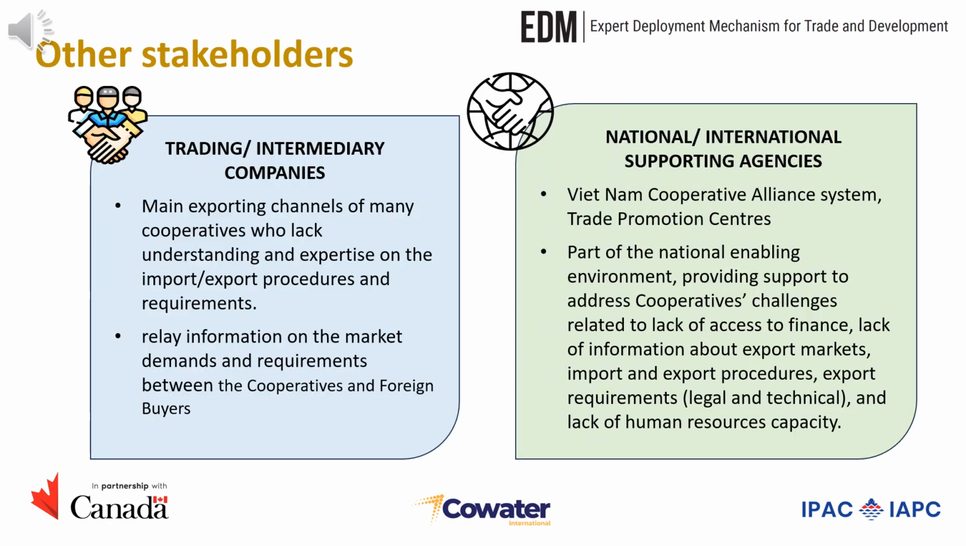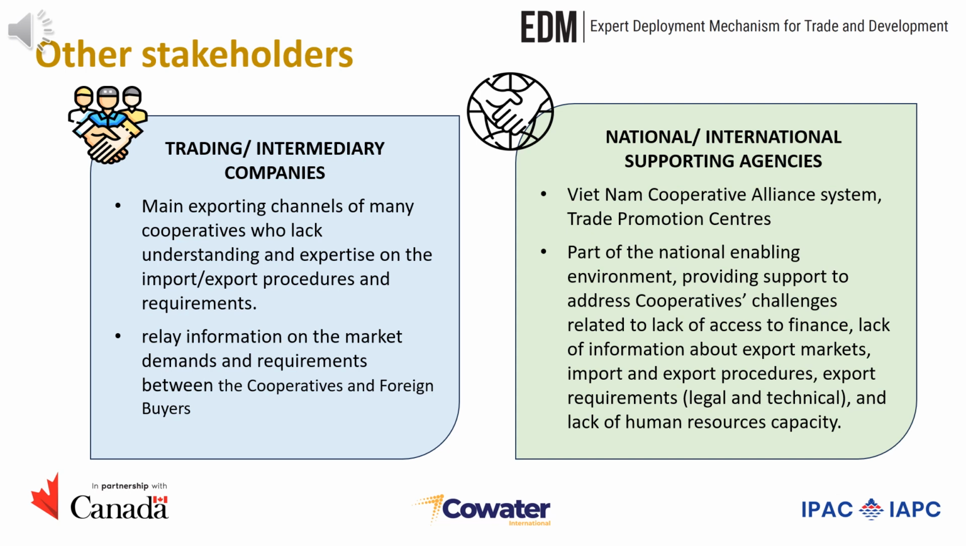The fourth subgroup is trading or intermediary companies. As indicated in a survey conducted in the background for this course, many Vietnamese cooperatives opted for exporting through intermediary trading companies as they generally lack understanding and expertise on the import and export procedures and requirements. In this context, trading and intermediary companies can play the role of the buffer between the cooperatives and foreign buyers to relay information on the market demands and requirements.